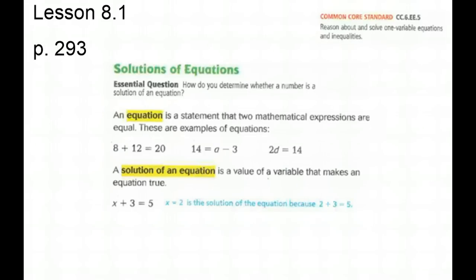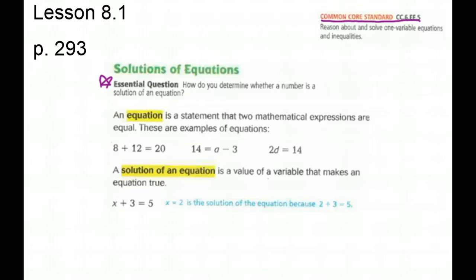Solutions of equations. We've already discussed expressions, how to write expressions, how to solve expressions. So today we're going to start with equations. The Common Core Standard is over here on the right, and it's reason about and solve one variable equations and inequalities. So the essential question asks, how do you determine whether a number is a solution of an equation?